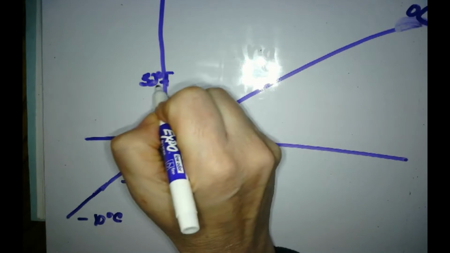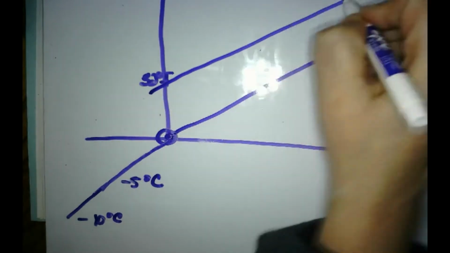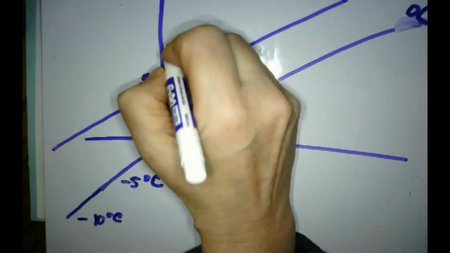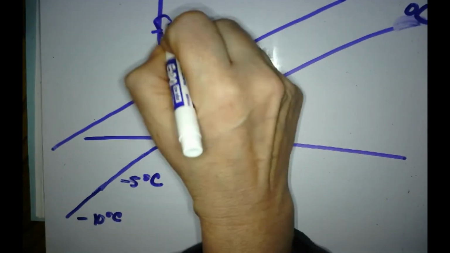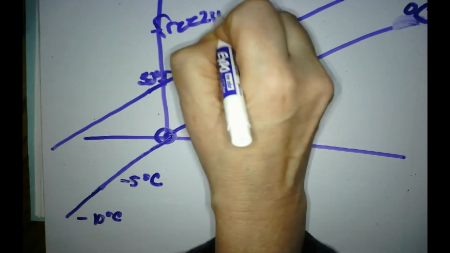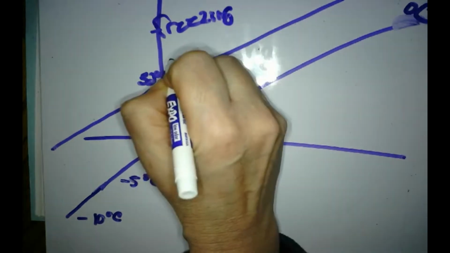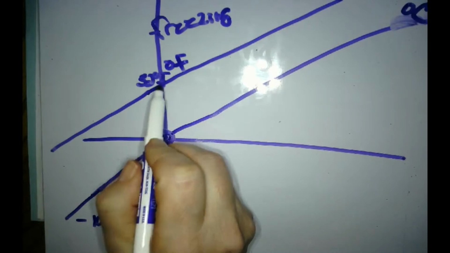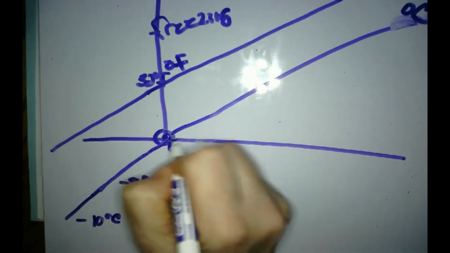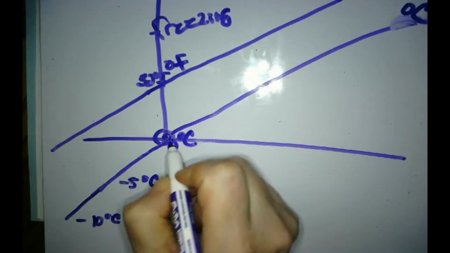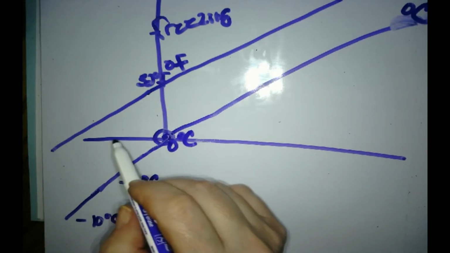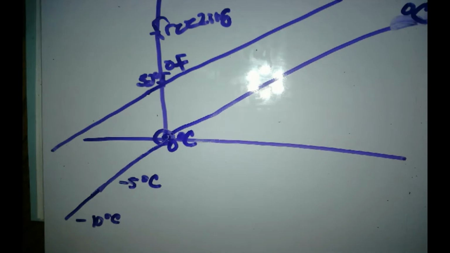In degrees Fahrenheit, water freezes at 32 degrees. Okay, so here is our freezing, and this is 32 degrees Fahrenheit. That's where water freezes. And 0 degrees C for Celsius is where water freezes in Celsius. Both of these can go negative, and we can't have negative motion.